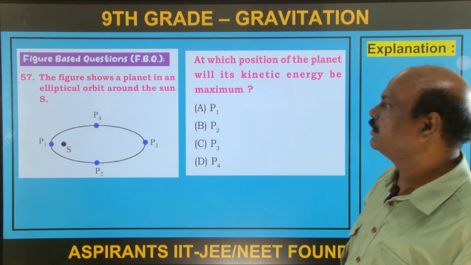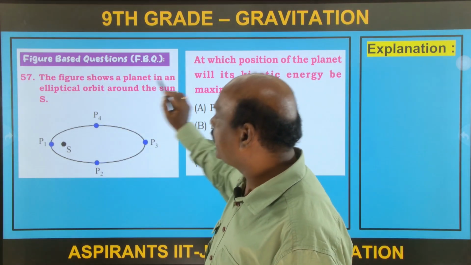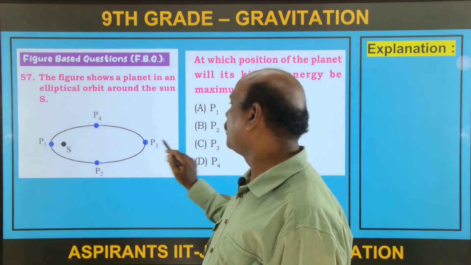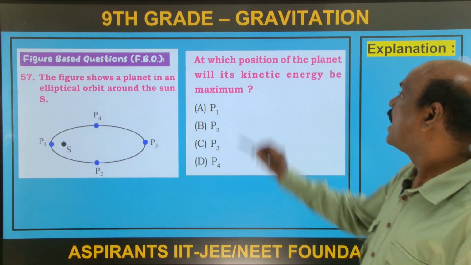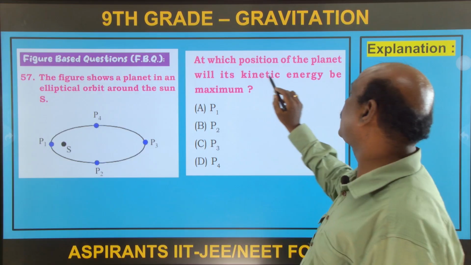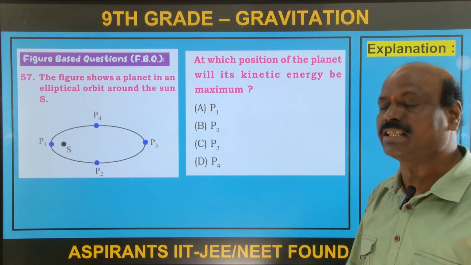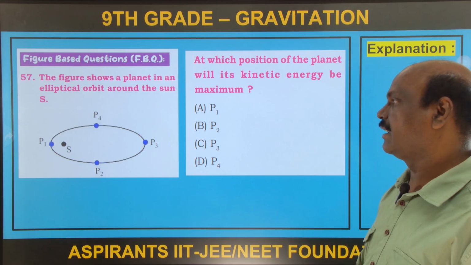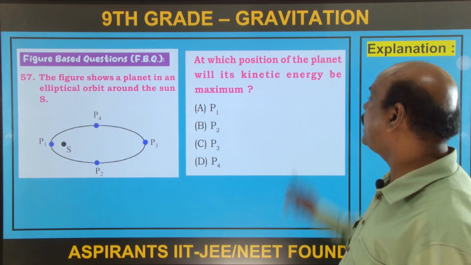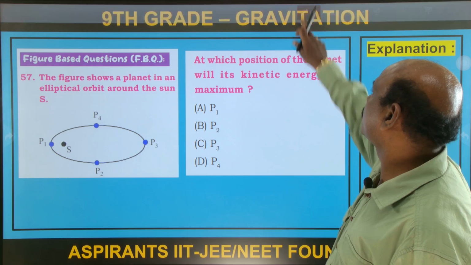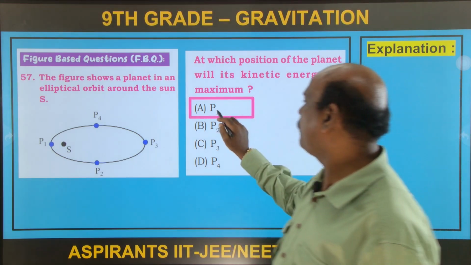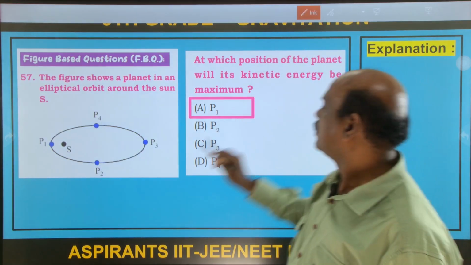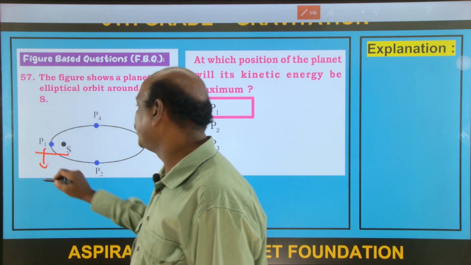And the figure type is simple. The figure shows a planet in an elliptical orbit around the sun S. So P1, P2, P3, P4 are positions. At which position of the planet will its kinetic energy be maximum? Means, as you know, if the body is close to the sun, then its kinetic energy will be more. So that's where P1, where P1 is close to the position of the sun. So P1 is very close, so its kinetic energy will be more.